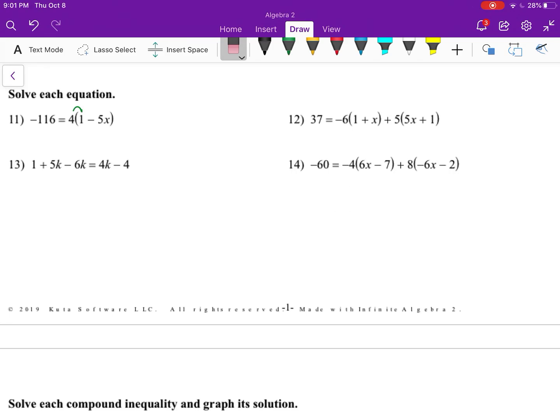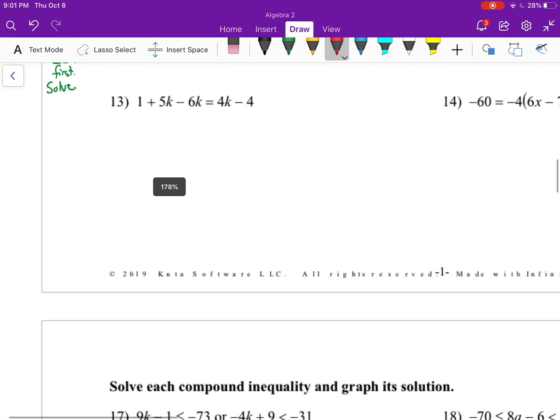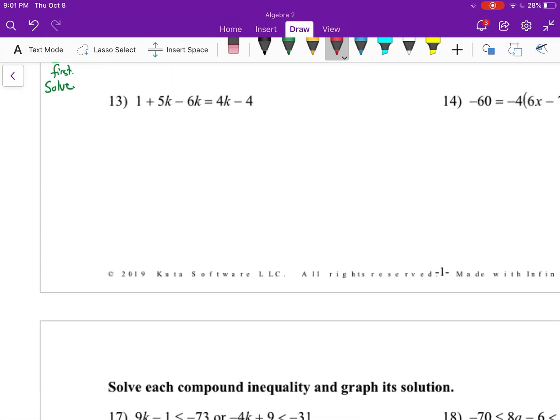There we go. So looking at these 2, 13 and 14, again, we're still going to simplify both sides first. So on our left side, we can add these 2 together. So 5k minus 6k is negative 1k. You don't have to put the 1, it could just be negative k. On the right, you can't really simplify those at all. They're not like terms. So this is where it's different.